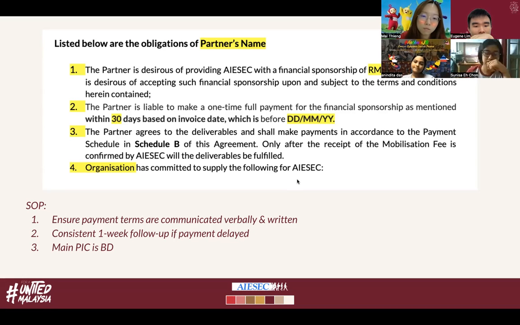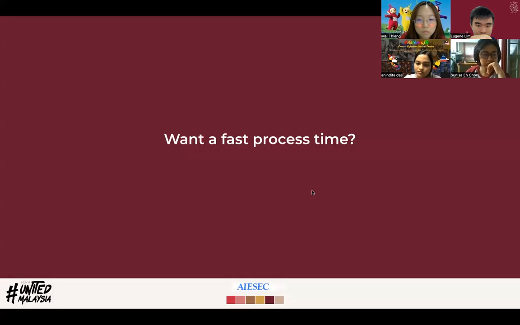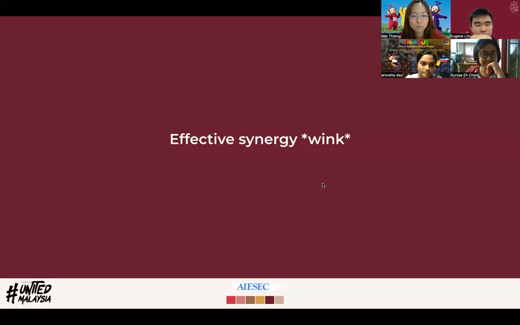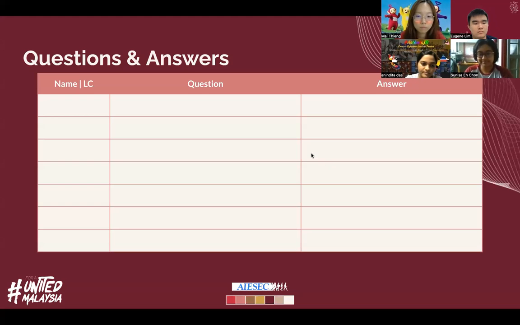But sometimes you see all these procedures or the things you have to go through, and you think, wow, so long, I don't want to do it already. I have to do the MOA, then talk with the partner, then do synergy, so many things. So if you want a fast process time, I think you can move to the next slide. The most important part would be effective synergy, so you can go back to the effective synergy session that Natalie and I delivered a few weeks ago. So that's about it for my sharing session about LNG.